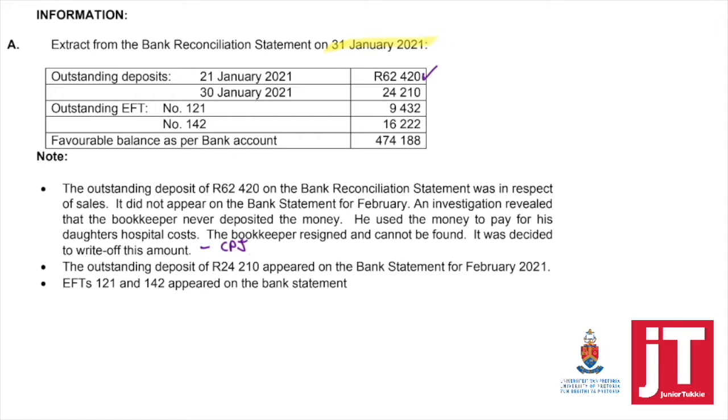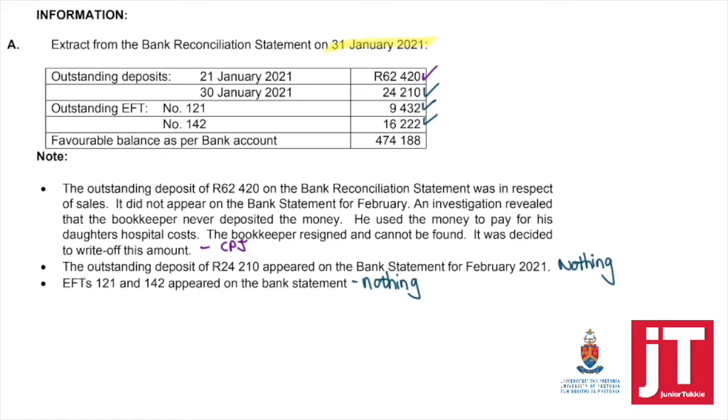The outstanding deposit of 24,210 appeared on the bank statement, so we just tick it off. We're going to do nothing with it. EFT 121 and 142 appeared on the bank statement, so again, if it appeared on the bank statement, we do nothing. We're just going to tick it off.